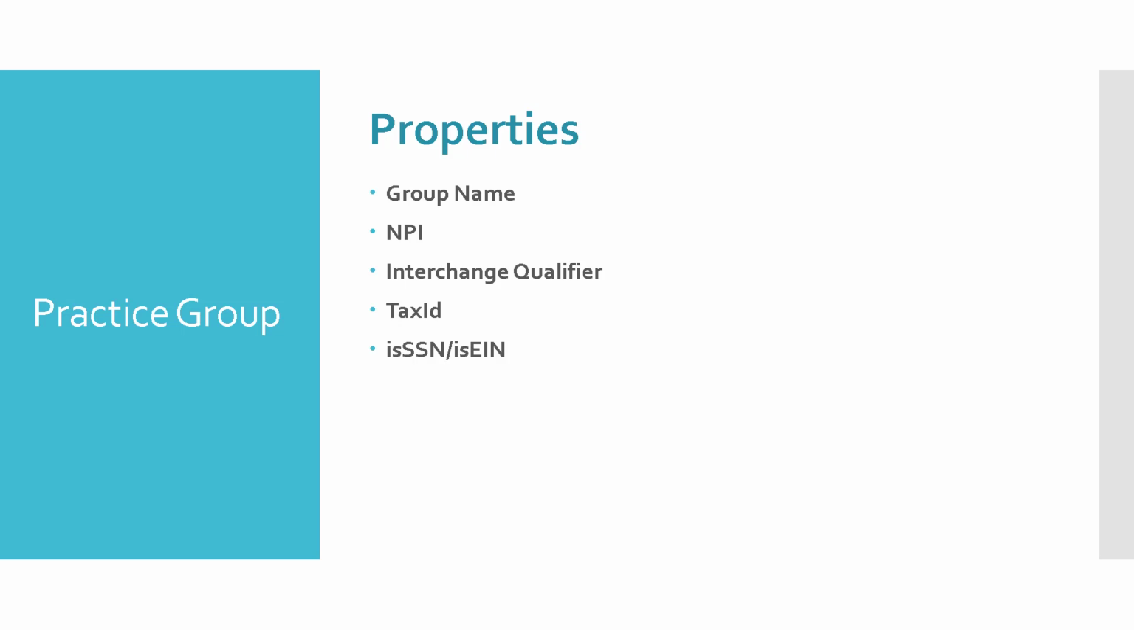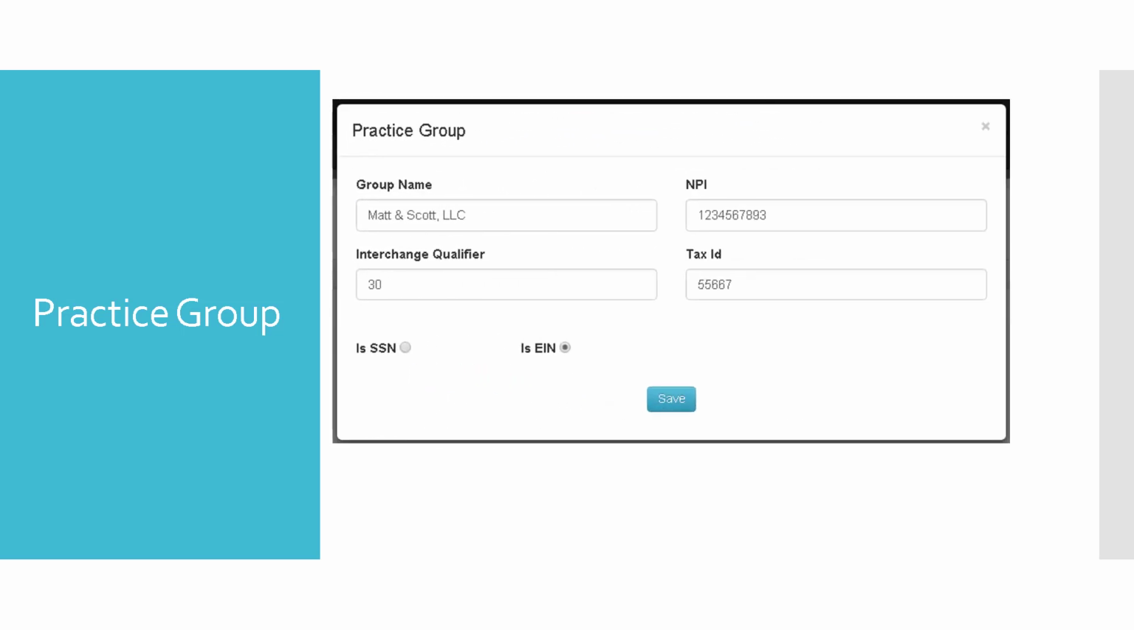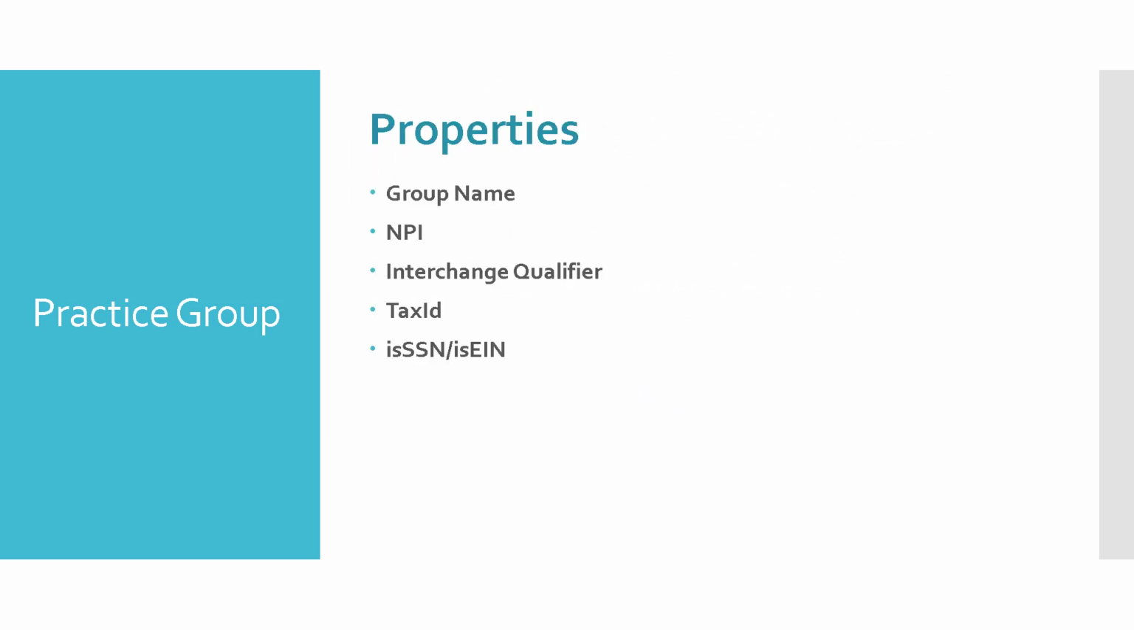Practice Group holds the details of your group NPI number. In User Setup, you can associate each provider with their appropriate group. This number will not override the rendering provider NPI when claims are created. Interchange qualifier is 30 when U.S. federal tax ID numbers are used.